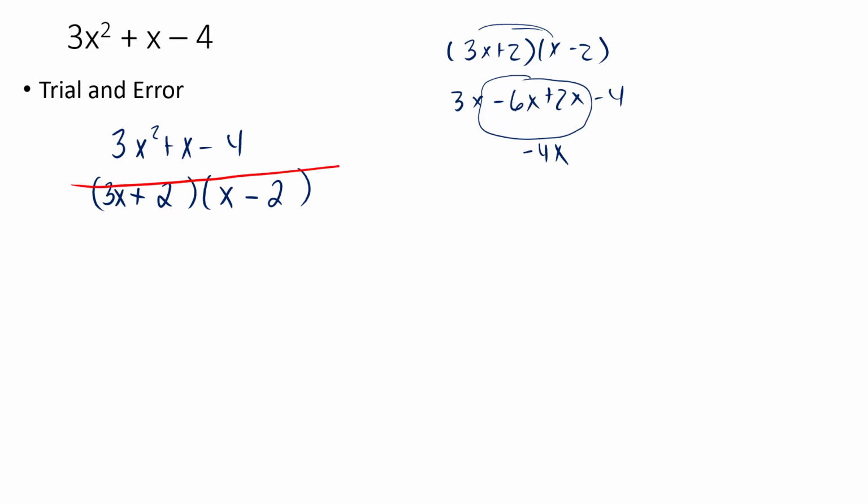So we would draw a line through that and we would trial again. And so for the second trial, we might pick 3x and x, and we might go with the 2 and the 2 again, but we might switch that up.